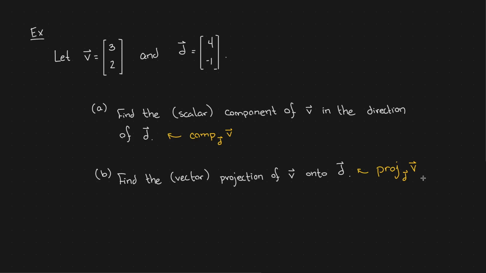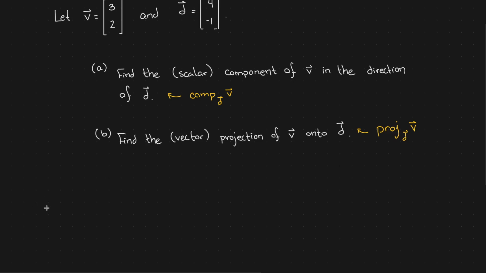Now, if you know the formulas, this is very straightforward. We just derived those formulas. So let's start with part A. We know the formula for finding the component of vector v in the direction of vector d: we take the dot product of v and d, and we make sure d is normalized. We divide by its norm, because we don't care about the length of d.